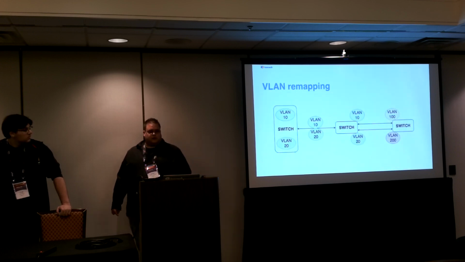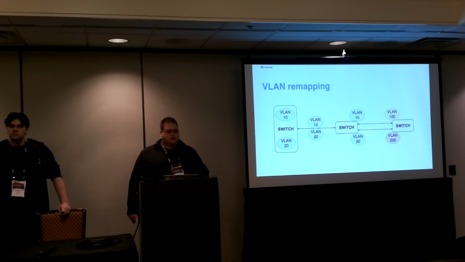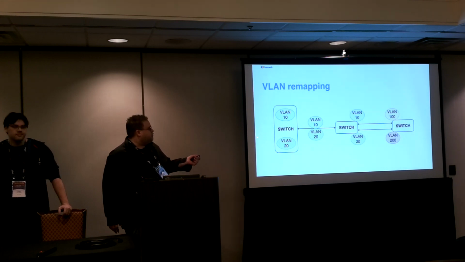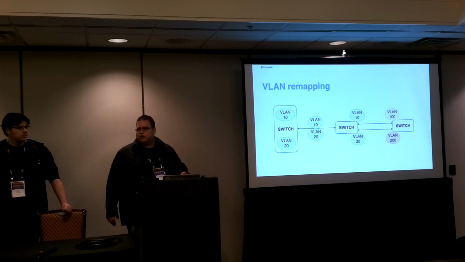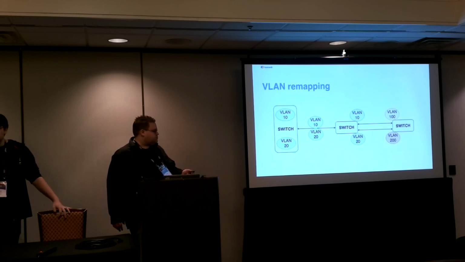For the VLAN remapping, we use this wave connection also for the VLAN remapping. So this is an example of how we did it. As you can see on the left side, we have one switch that has 2 VLANs, which are connected to another switch over one link with a trunk. So both VLANs will be transported over this link to the new switch.